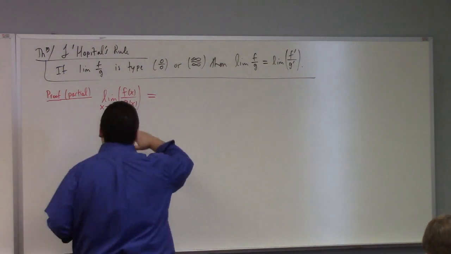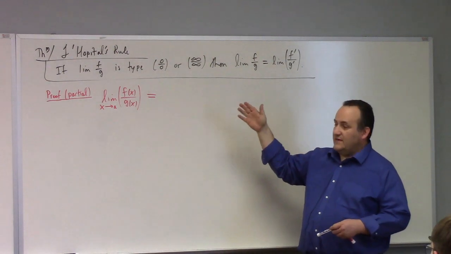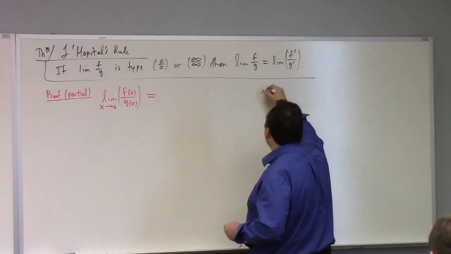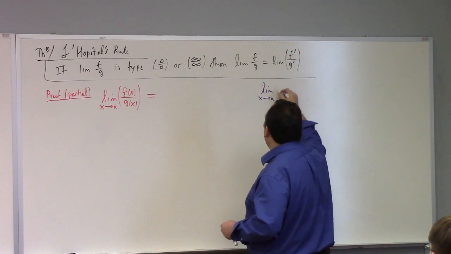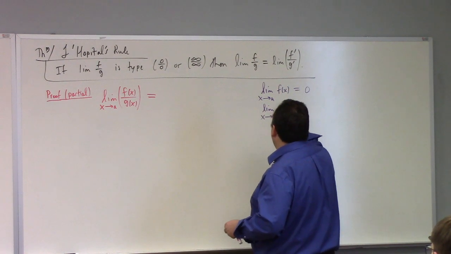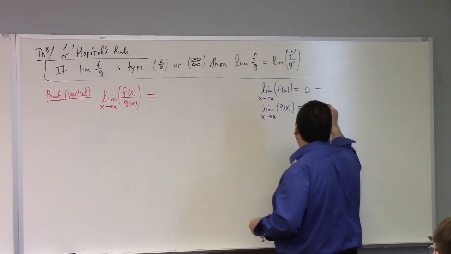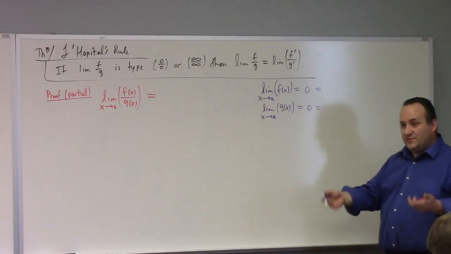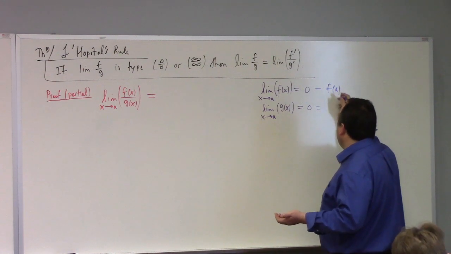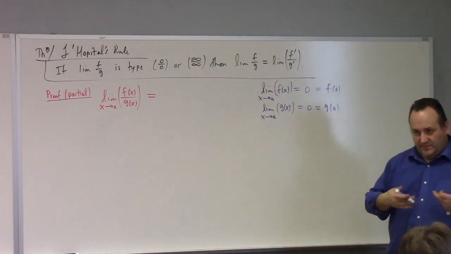So if f and g are both continuous and it's type 0 over 0, what does that mean f of a and g of a have to be equal to? We've got the limit as x goes to a of f of x equals 0. We've got the limit as x goes to a of g of x is equal to 0, right? What is f of a? If f is continuous, that limit is equal to f of a. That's our continuity. The limit of the function is the value of the function at the limit point. So by continuity of f and g, we should have that, right?